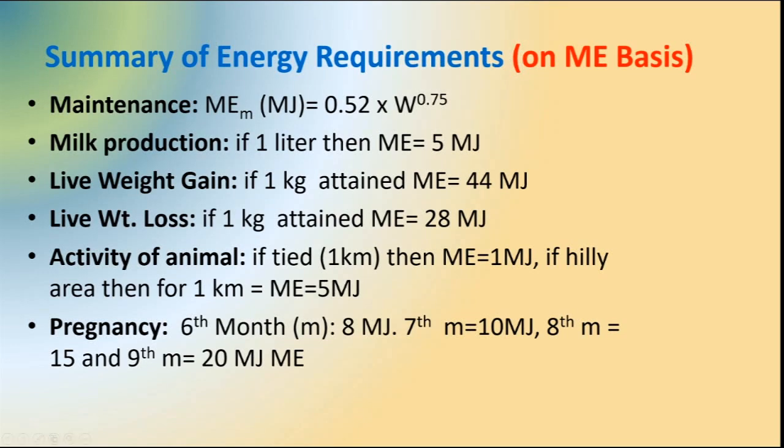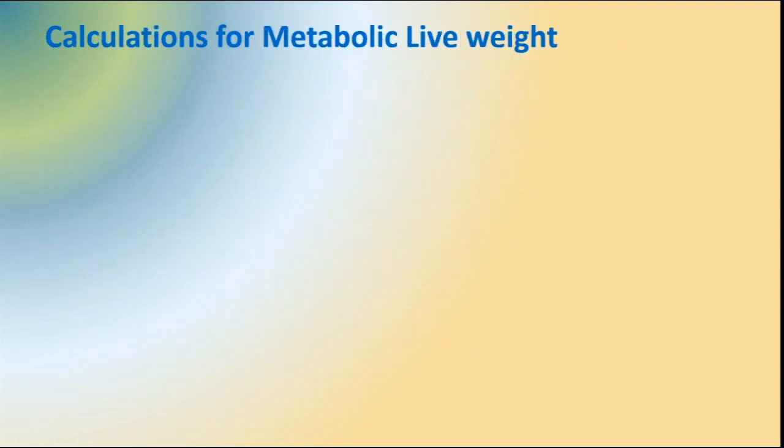Like if we have to first fulfill the maintenance requirement of the animal, then we use this equation and put the live weight of the animal here to calculate the metabolic body weight, and then it should be multiplied by 0.52, then we get the maintenance energy requirement of the animal. Then we have to multiply this 5 with the quantity of milk produced by the animal to get the energy requirement for milk production. Similarly, for live weight gain or loss, and if the animal is showing some activity, or if the animal is pregnant. By getting all these values, at the end we have to sum them up. So that would be the total nutrient requirement of an individual.